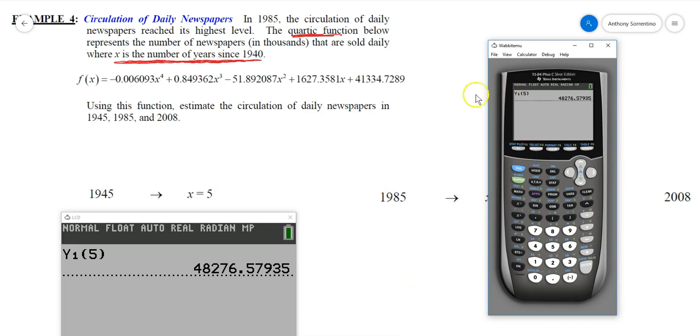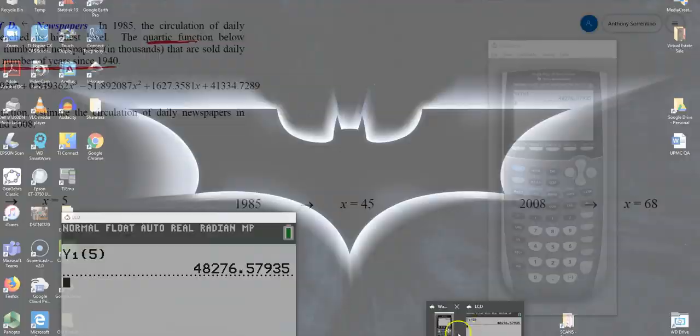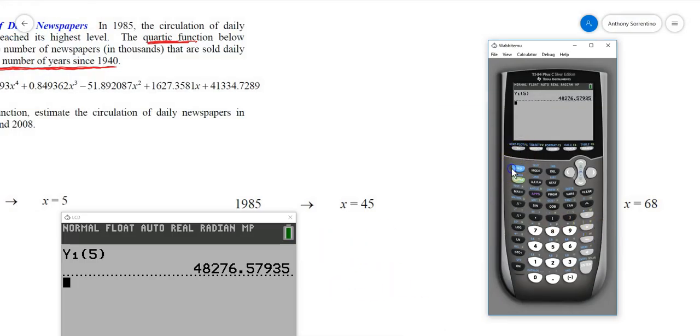For 1985, scooch this over a little bit, bring these guys back up. If I hit second and enter again, it brings back the last thing I entered in. So I don't have to worry about going through the entire menu to get that Y1 back. I just change that to a 45. So in 1985, when X is 45, that readership is 61,897 thousand readers, or 61,897,000 readers for the circulation of this newspaper.